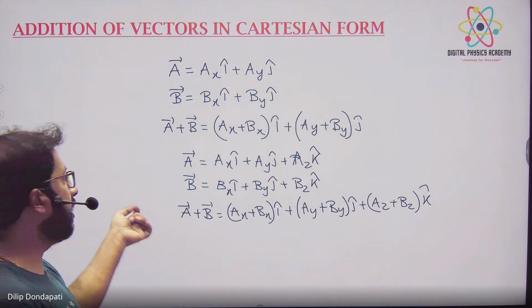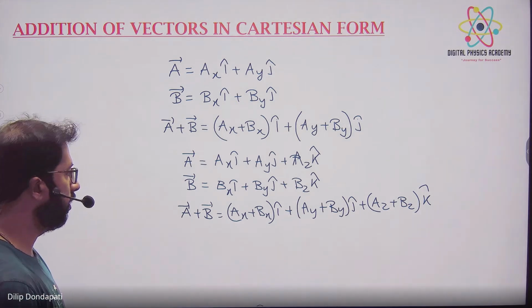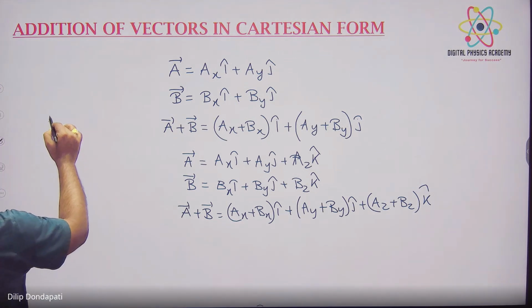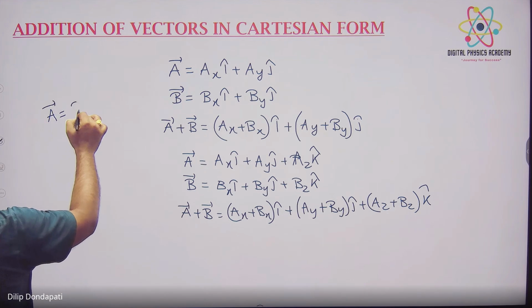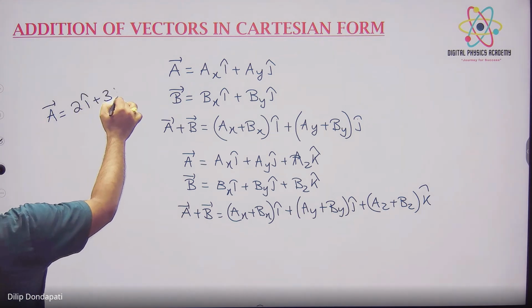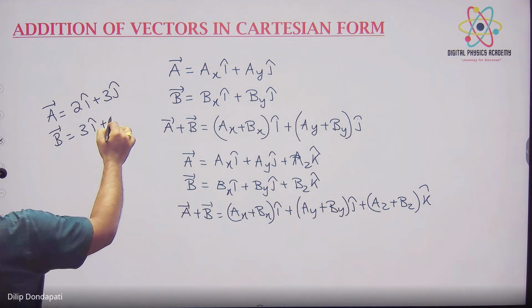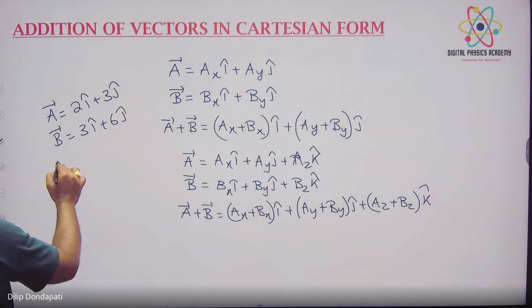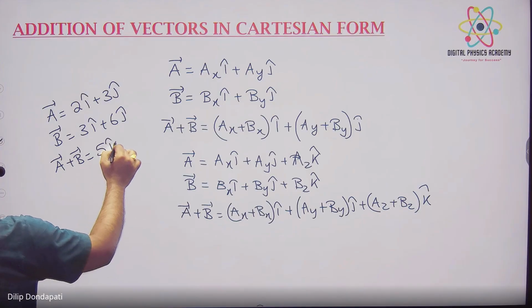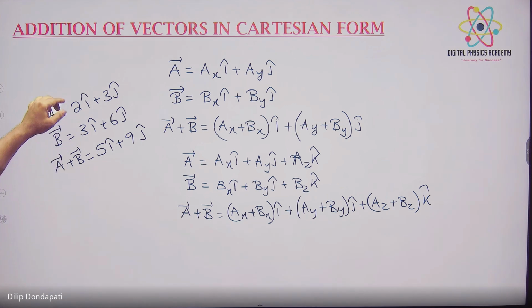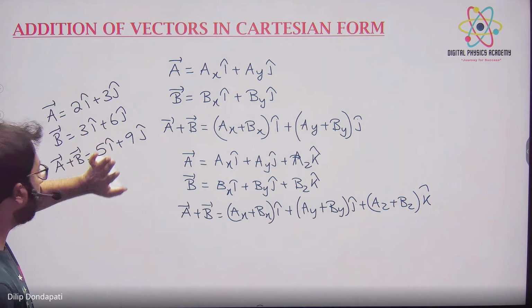Whenever they say find the resultant, it means addition only. Suppose A vector is given as 2I cap plus 3j cap. B vector is given as 3I cap plus 6j cap. What is A vector plus B vector? 5I cap, 9j cap. You add I, add J, that's it.